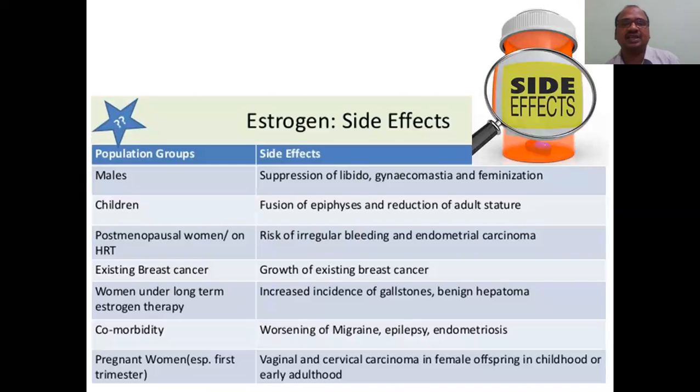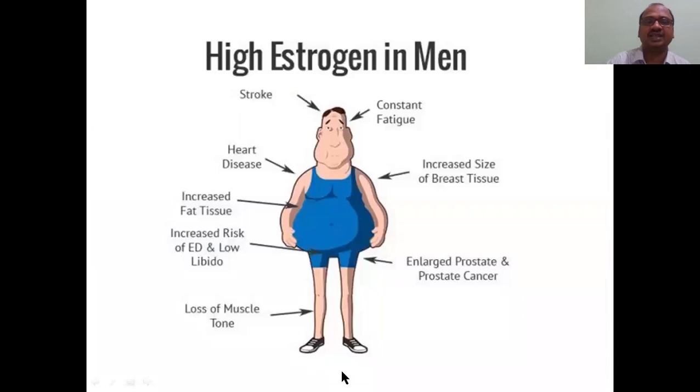Estrogen side effects in the male, what happens? See here, suppression of libido. Sexual capacity is called libido. Gynecomastia, development of breasts in the male, is called gynecomastia. Feminization, that is the problem. Postmenopausal, there is a risk of irregular bleeding and endometrial carcinoma, cancer will develop. Breast cancer, growth of existing breast cancer, that is a main problem of estrogen. It increases the risk of breast cancer. Like that, and also in pregnant women. These are the side effects.